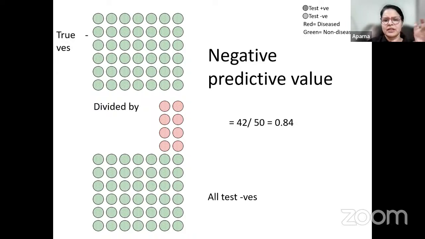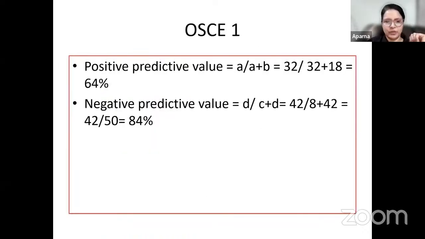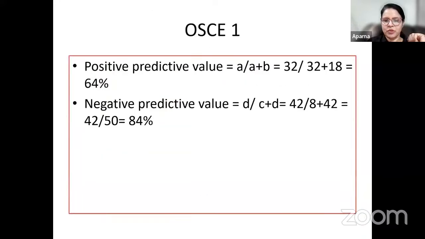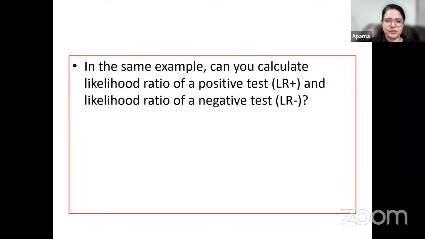In this example, test negatives were 50 and amongst them true negatives were 42, because 8 babies that tested negative actually had culture positive or gold standard positive disease. So the remaining 42 were truly negative. So 42 divided by 50 gives us 0.84, which is the negative predictive value. So we have now calculated these two terms. The positive predictive value in this example was 64% and negative predictive value was 84%.